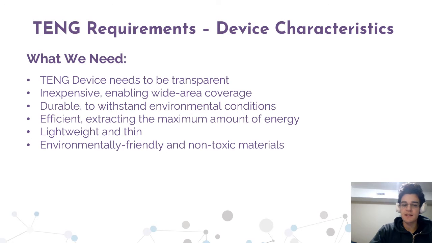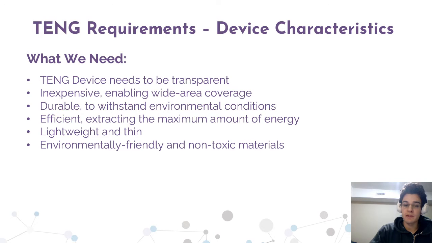To succeed in the identified areas of implementation, it's clear that our TENG device needs to have a specific set of properties. The device needs to be transparent, so that it can be integrated onto solar panels and windows. It also should be inexpensive, so that many TENGs can be used to cover wide areas. This means that not only should the materials be inexpensive themselves, but the fabrication cost of the device should be low as well. The devices need to be durable, since they must be able to withstand environmental conditions.